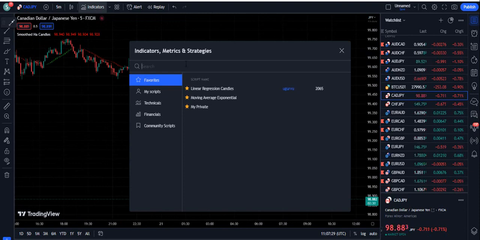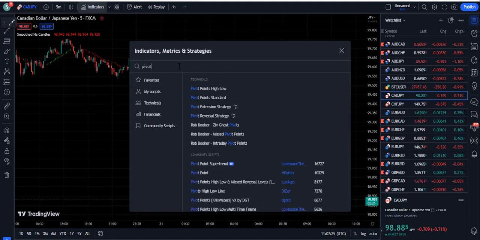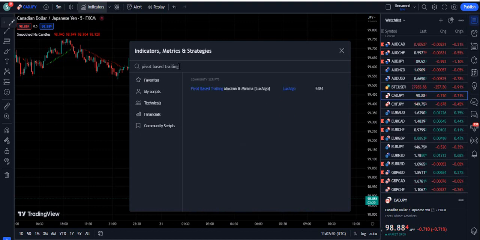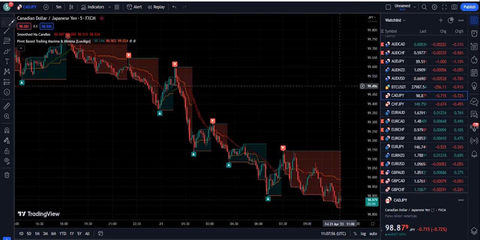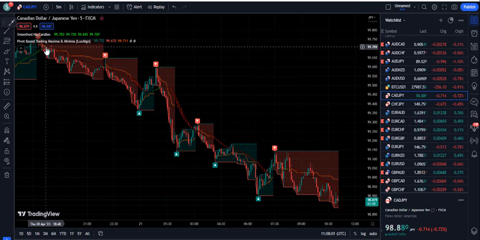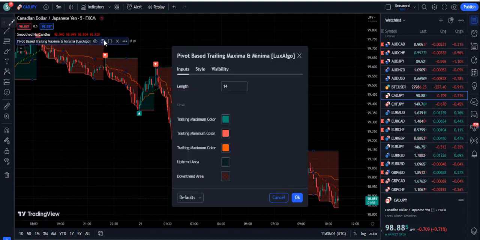And this becomes a complete strategy for us. Okay, now we are going to use the second indicator. Here we need to write pivot base trailing. So when we write pivot base trailing, this will come up, the maxima and minimum by Lux Algo, and this is the Lux Algo author, and you can see 5,484 traders are using it. Okay, now you can see that I have attached this indicator on my screen, and this is ready. But we are going to the settings of the pivot based indicator, because this is quite helpful for us.